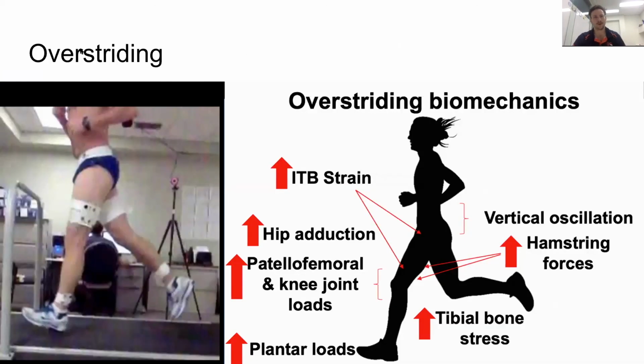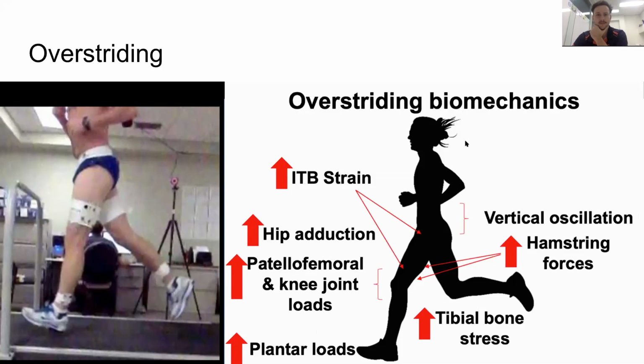So overstriding. Overstriding can result in a number of injuries. Going through them here: ITB strain, patellofemoral injuries, increasing plantar loads, tibial stress. I just moved my thing. Increase of hamstring forces there as well. We'll talk about a couple of them now.